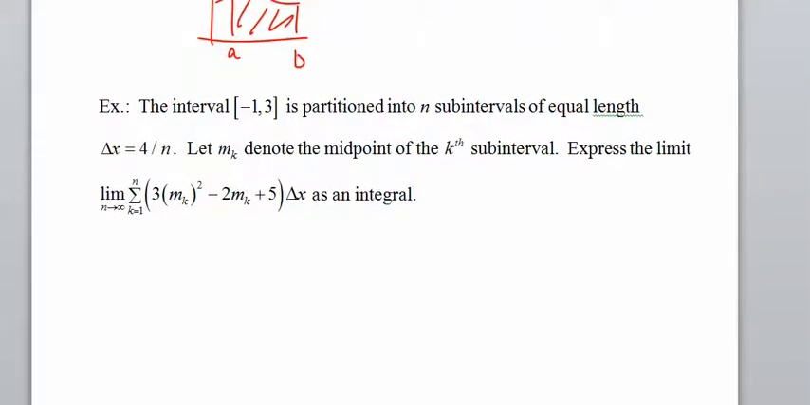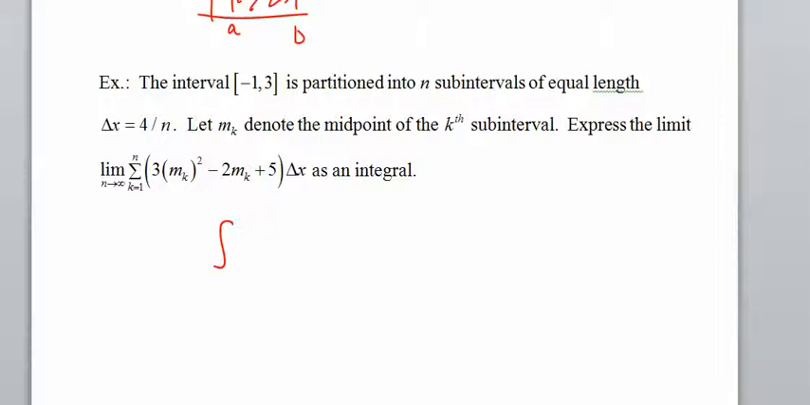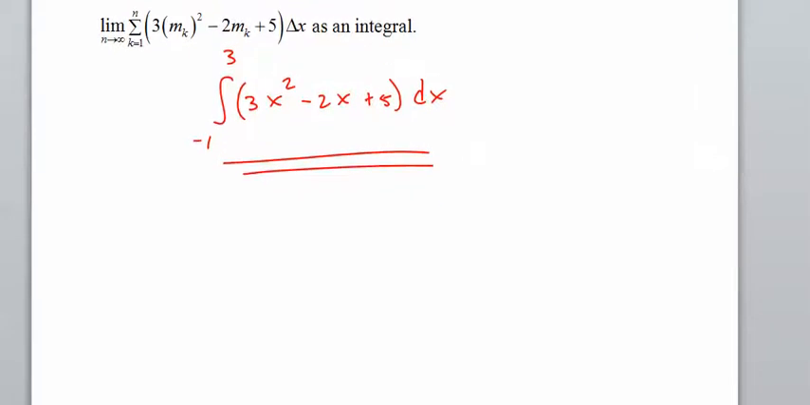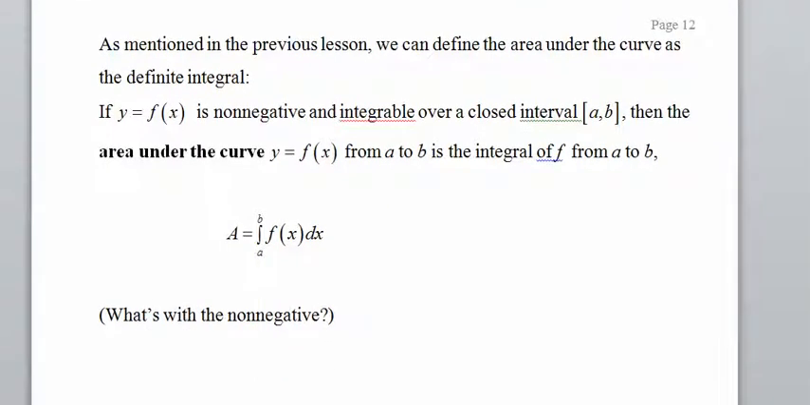So here's one. Looks nasty. It's not. It just says rewrite it. We've got an interval we're working off of. This all just means the integral of 3x squared minus 2x plus 5 dx. And that's all we're doing. So this is the area under the curve again, and we can define it as the definite integral. We're going to tie it together with derivatives eventually. But here it is, the area under the curve, if it's integrable over a closed interval, it's right there.